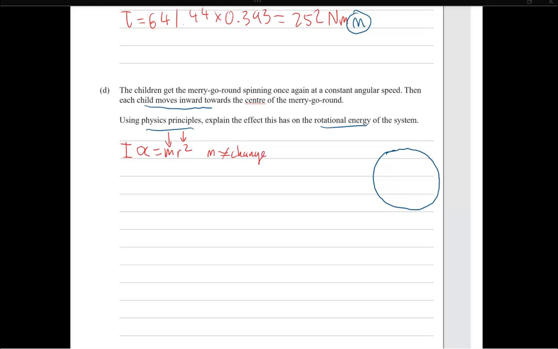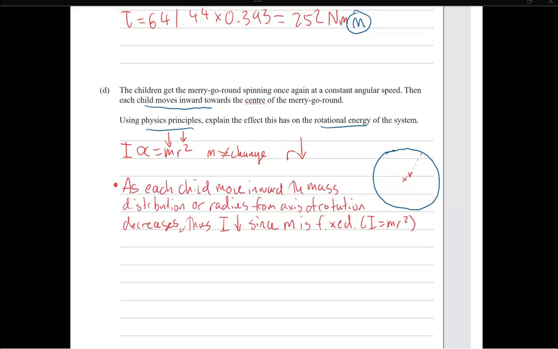So it says here each child moves inwards towards the center. Right, this is the center. If they are moving inwards, that means the radius is going to decrease because the distance from the axis of rotation to the outer edge is going to decrease, right? So if we can start our first bullet point with something like this, I'm just going to write it down and I'll cut back when I'm done. Right, so here's the first bullet point. As each child moves inwards, the mass distribution or radius from the axis of rotation decreases. Thus, the inertia is going to decrease since the mass is fixed.